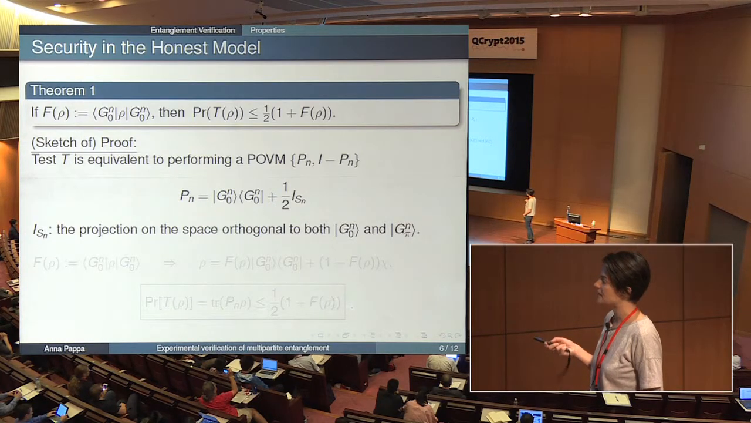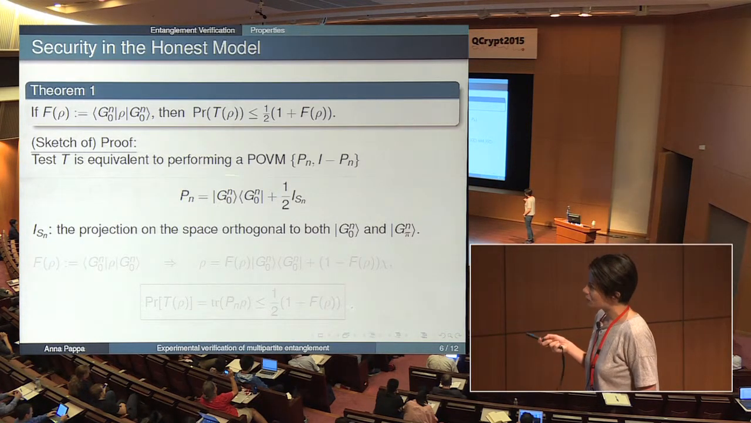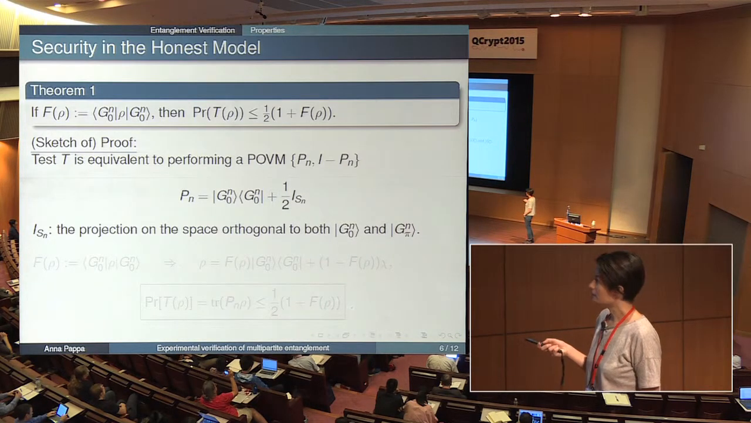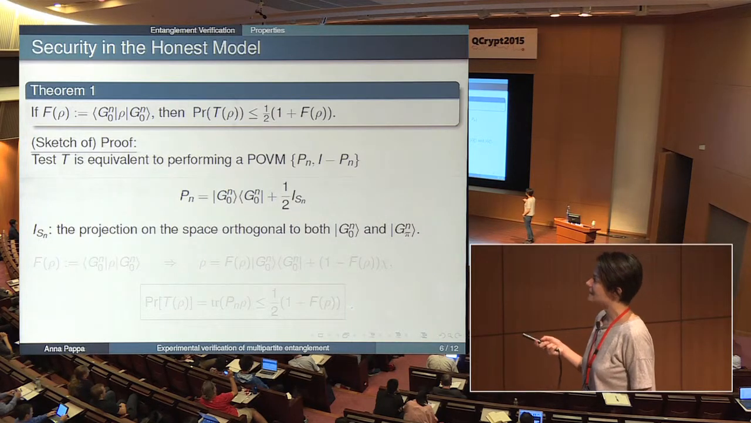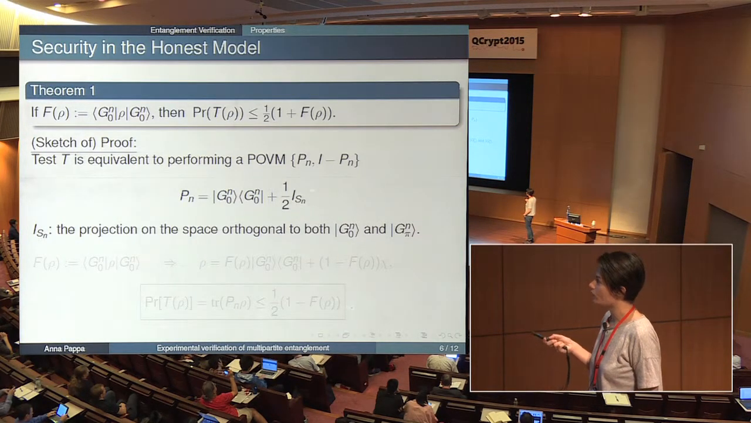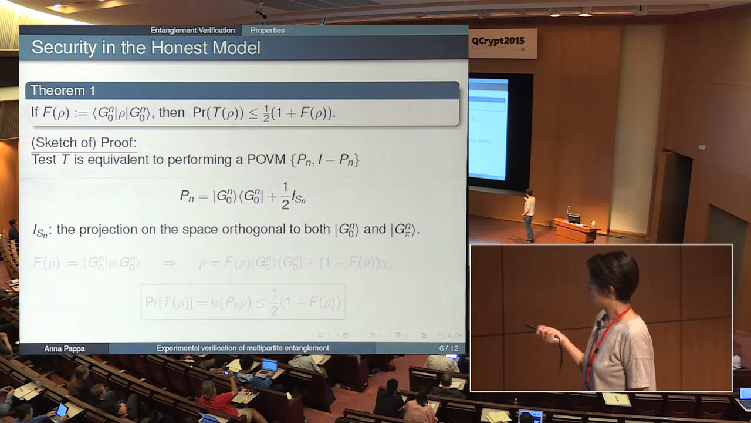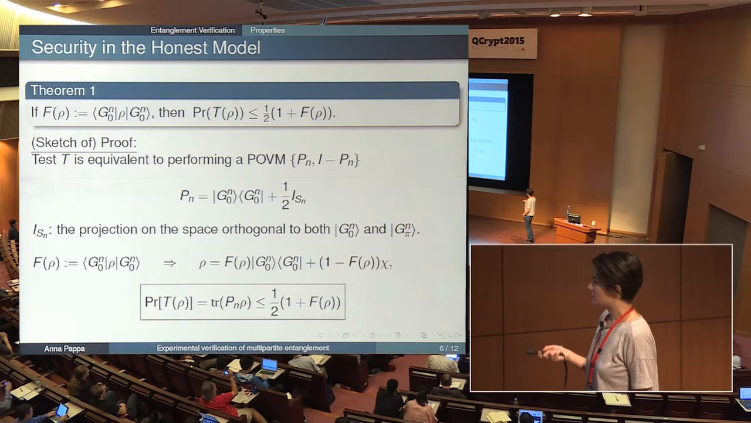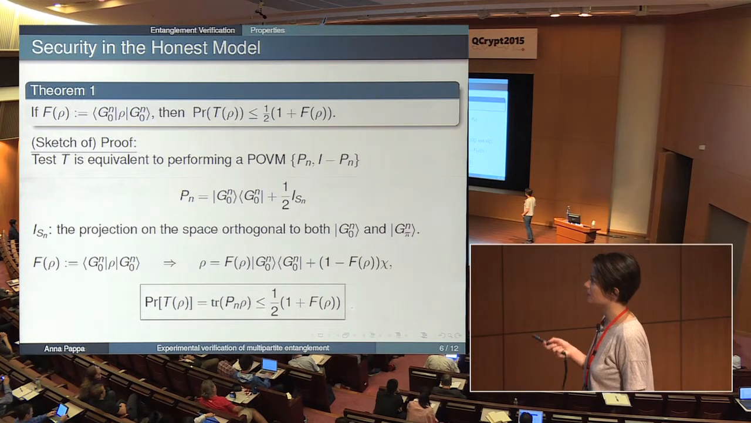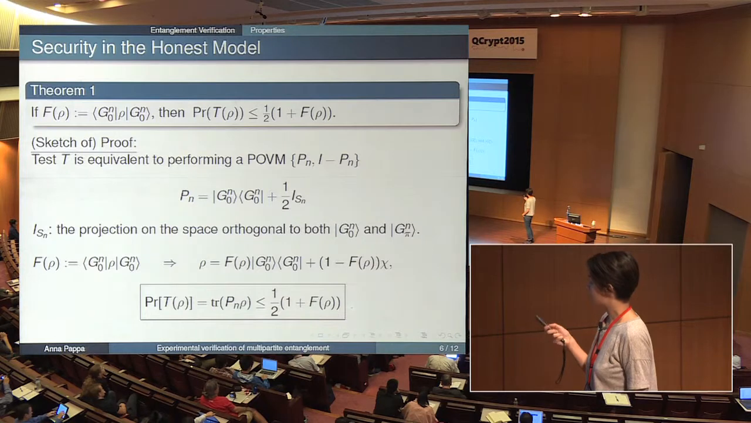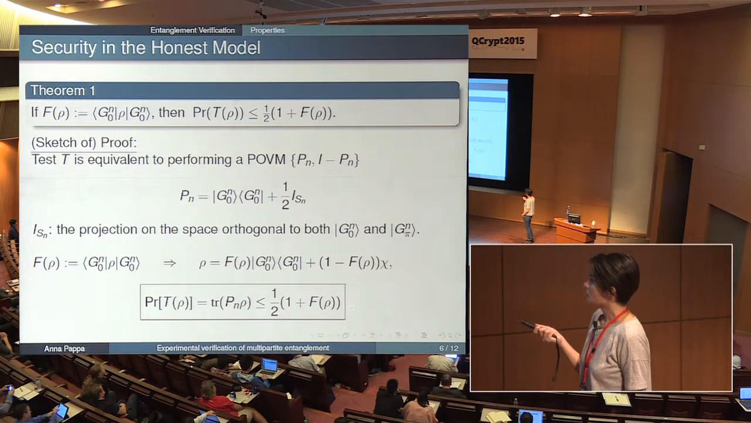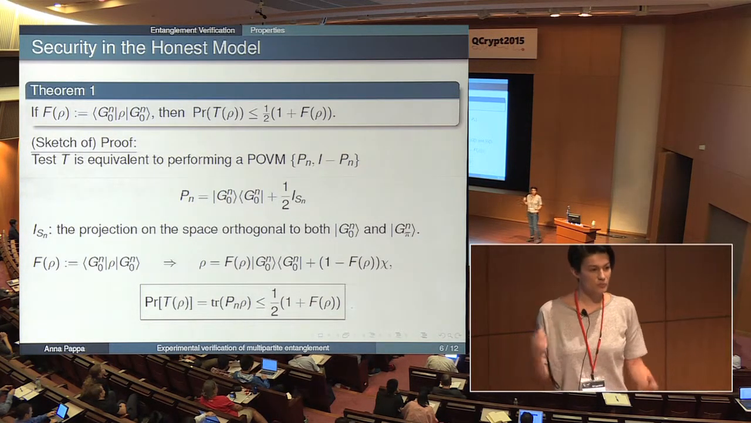So this actually means that our test always succeeds on the GHZ. It never succeeds on the orthogonal state, which is the 0 minus 1 that I showed before. And it passes with probability half for the rest of the states that are in the space orthogonal to these two states. And then it's not very difficult to see that this probability can be seen as doing this POVM on our state, and it's actually upper bounded by this expression.